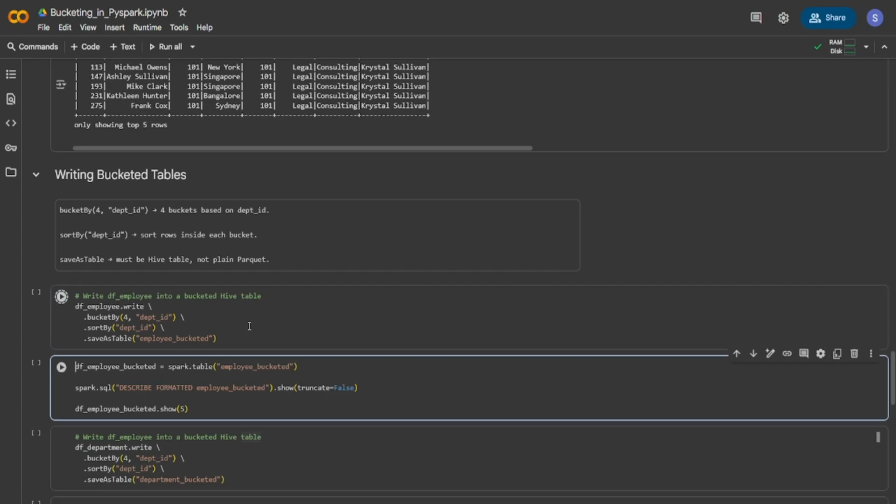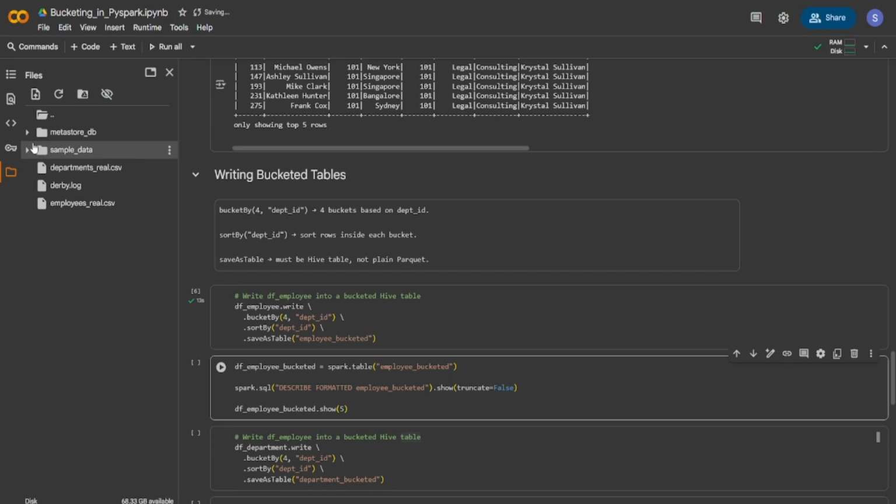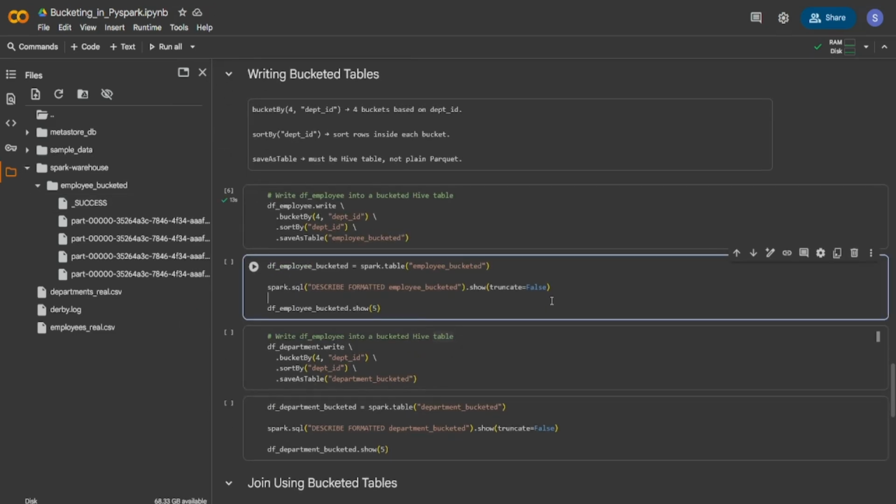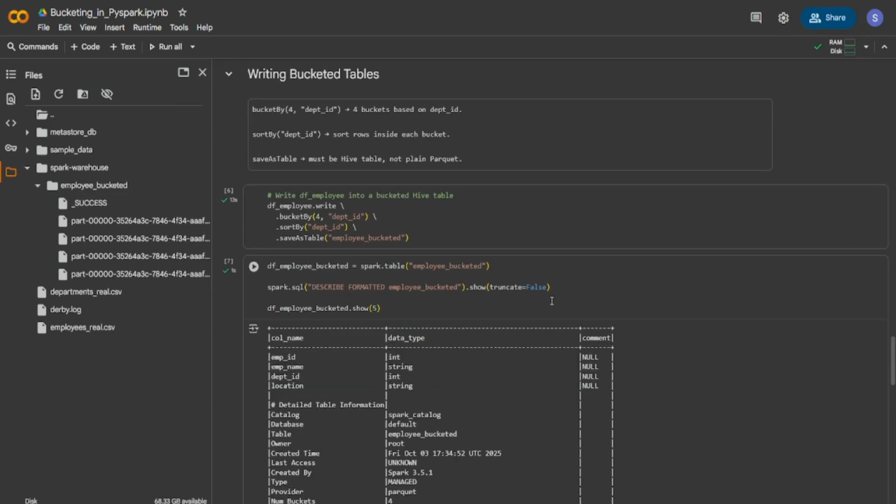Next, we process the df employee data, applying the bucketing and sorting strategy to create the Hive table. We have chosen four buckets, assuming a small dataset. Rows inside each bucket are sorted by the column department ID. So Spark physically creates four Parquet files per table. Next, we read the newly bucketed table into the data frame df employee bucketed.